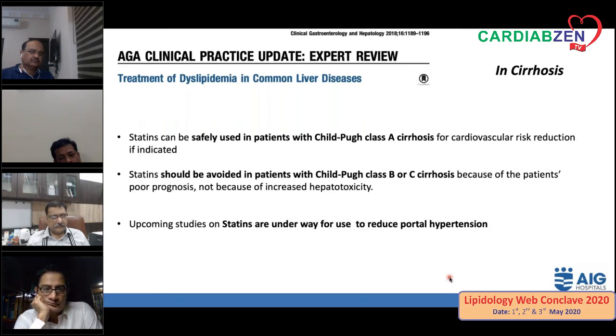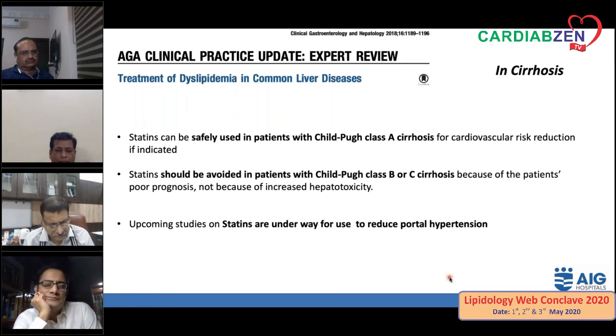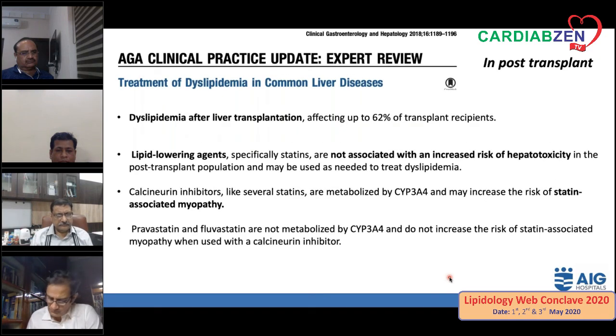In Child A cirrhosis, we should not be even worried to use statins, but with Child B and Child C, it is not to be used unless, and I use a controversial statement, now statins are being studied to reduce portal hypertension. It has been used as an anti-portal hypertension drug. So things might change in the next 1 or 2 years when the studies on this from Mayo Clinic come up.